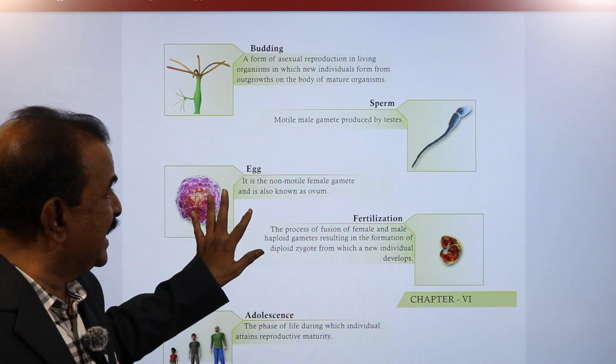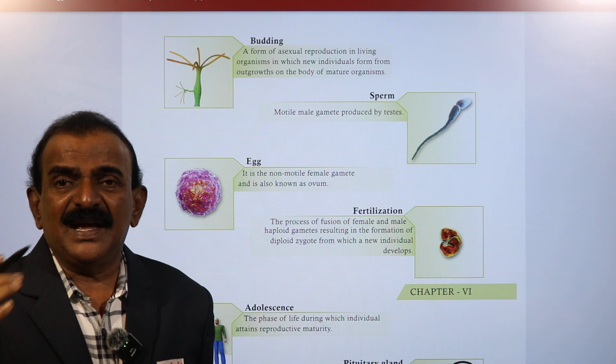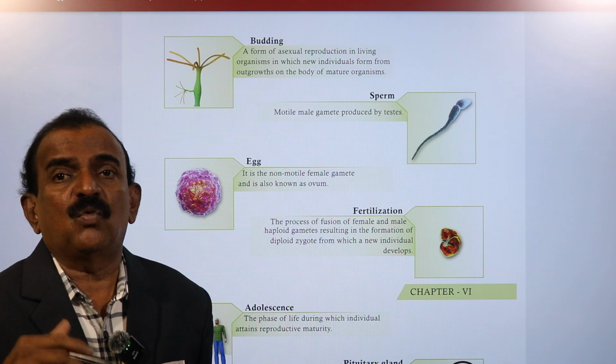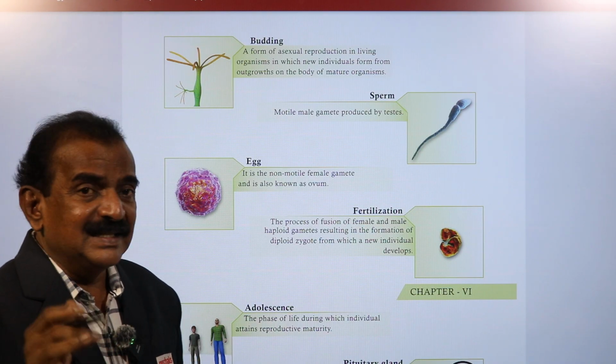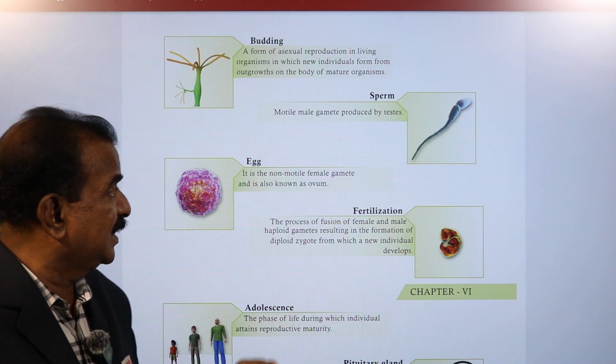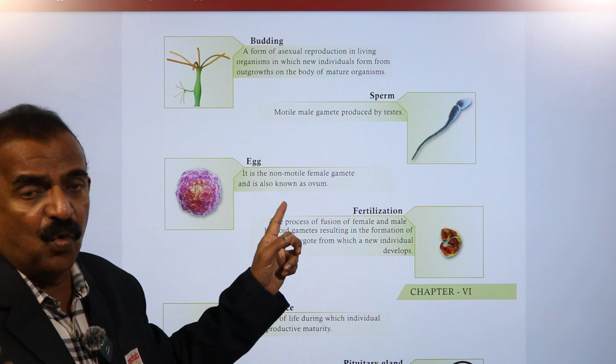And now you are observing the egg. The egg is also called the ovum, and females produce an egg every month by means of ovulation. This egg consists of a haploid nucleus, with only one set of chromosomes present. It is a non-motile female gamete, also called the ovum.